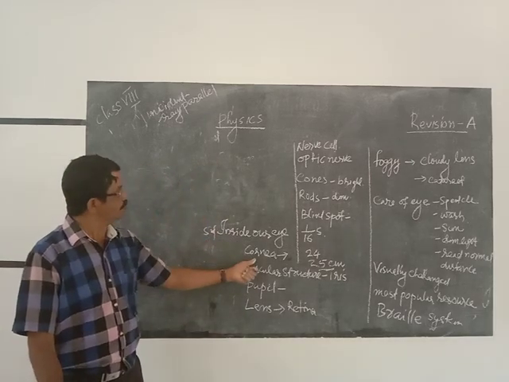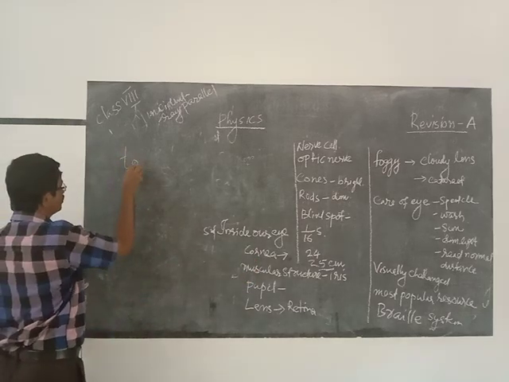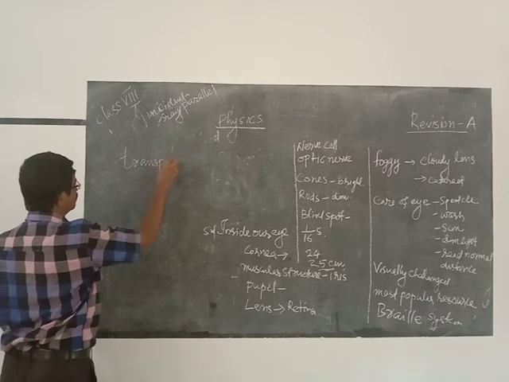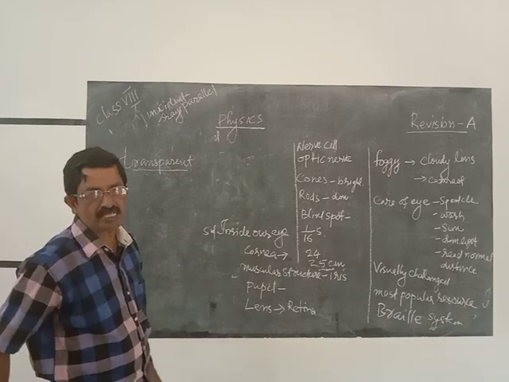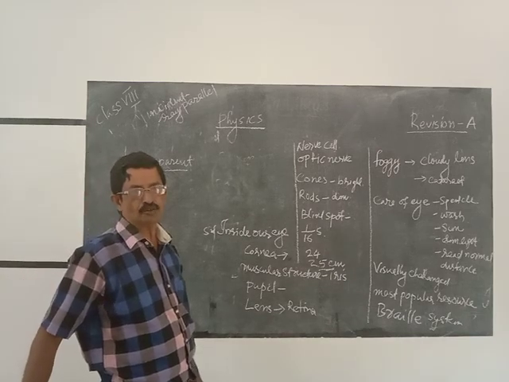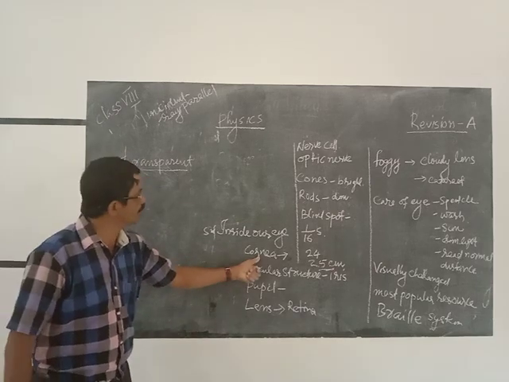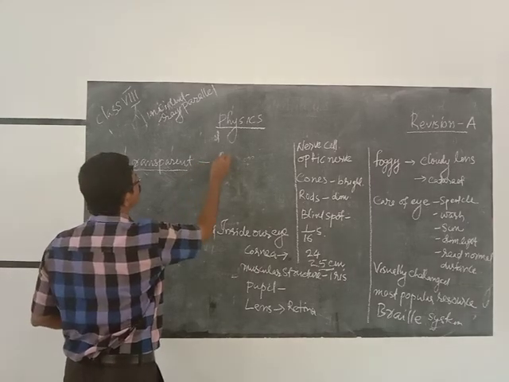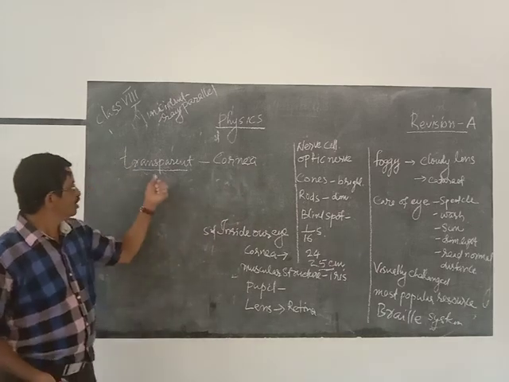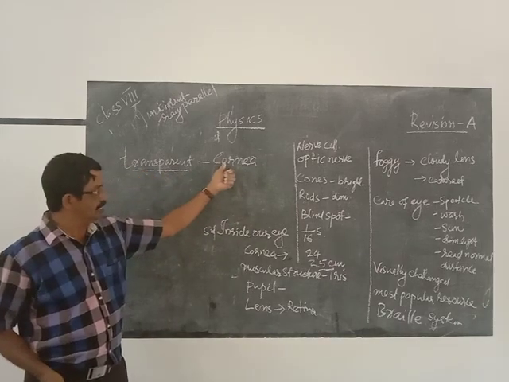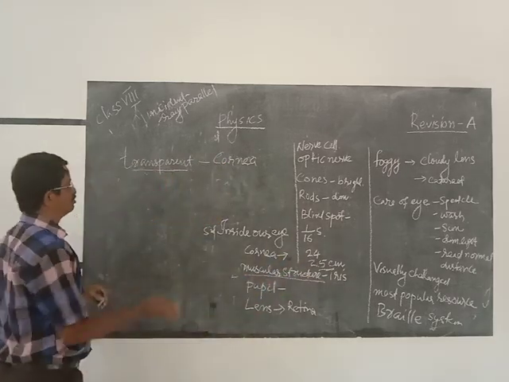See, the front portion of the eye is transparent. Transparent means a part that allows light through it. The transparent front portion of the eye is called the cornea. And behind the cornea there is a muscular structure, a black muscular structure.